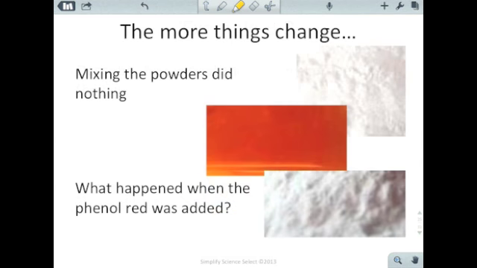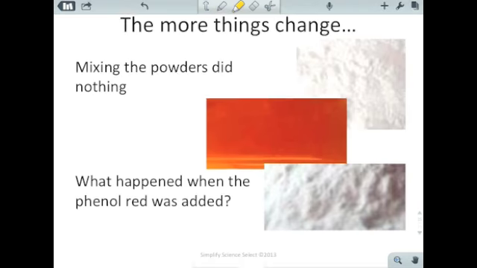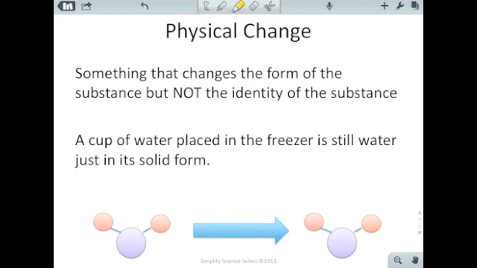Now, when looking at the lab, mixing the powders together did absolutely nothing. But what happened when the phenol red was added? When we added the liquid, we had a bunch of different changes that occurred. We actually saw things happen. To figure out what type of change we saw, let's first look at what a physical change is. A physical change is something that changes the form of the substance, but not the identity of the substance.